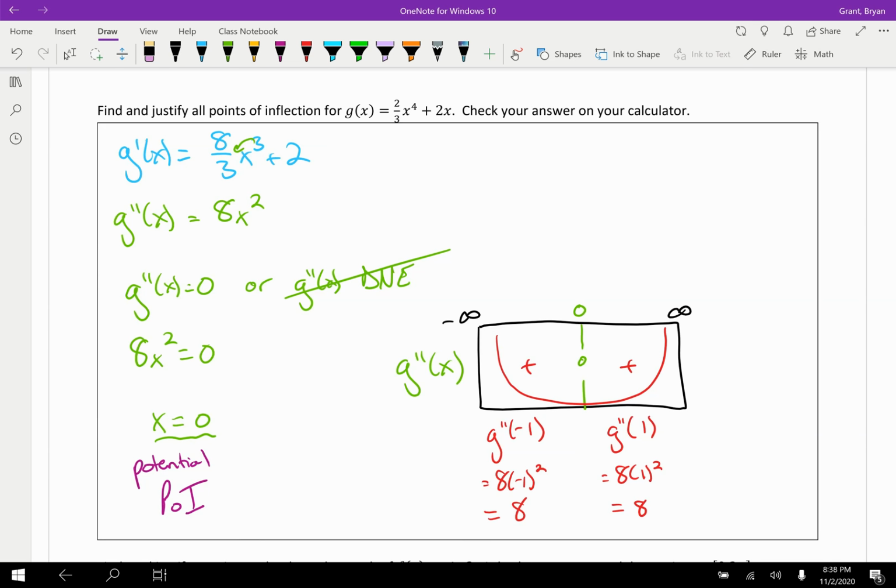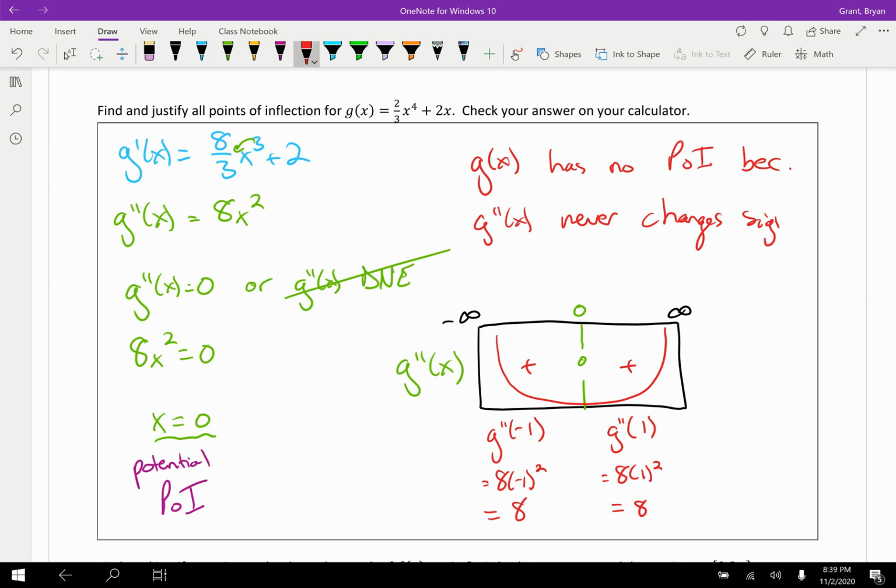So how do we justify this? Well, we say g of x, not g double prime, right? They asked us about g of x, has no points of inflection because g double prime of x never changes sign. And that's easy enough.